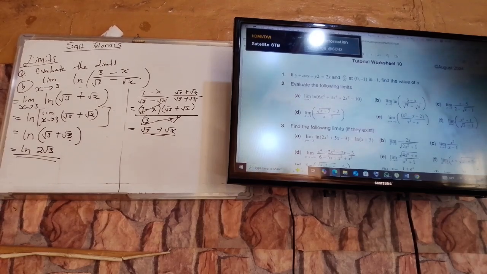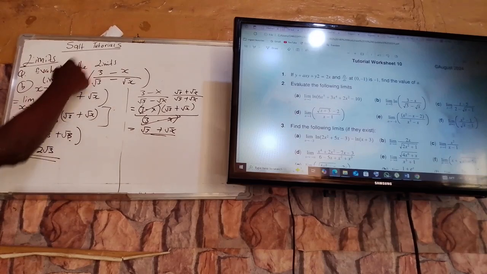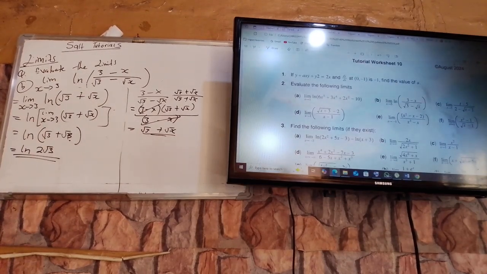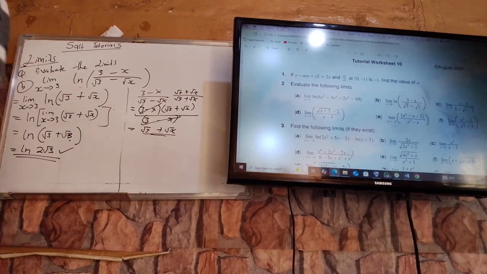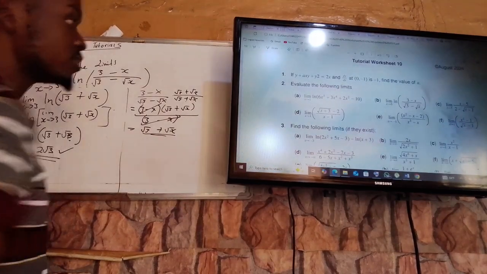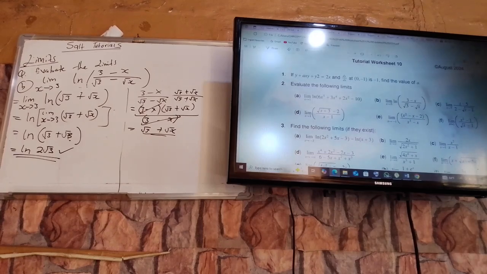So what is happening here: when x approaches 3 in this function, the whole given function will approach the natural log of 2 root 3. As we draw nearer and nearer to 3, the whole function will draw nearer and nearer to 2 root 3. That's what we have. Okay, now let's look at the next one, C.